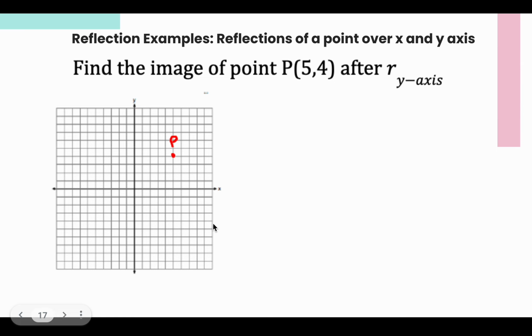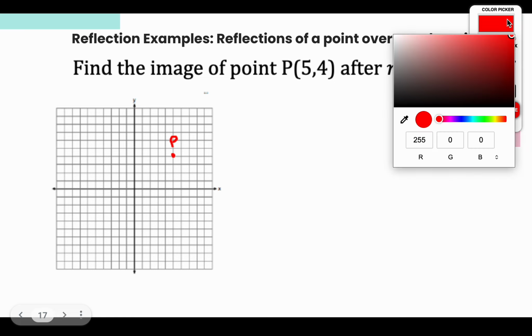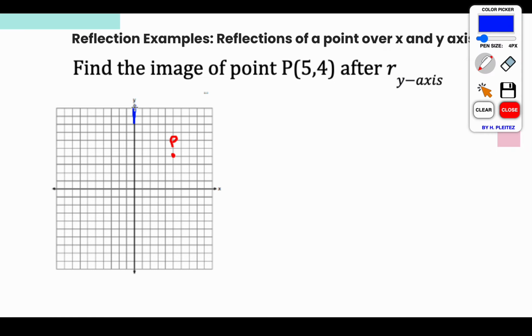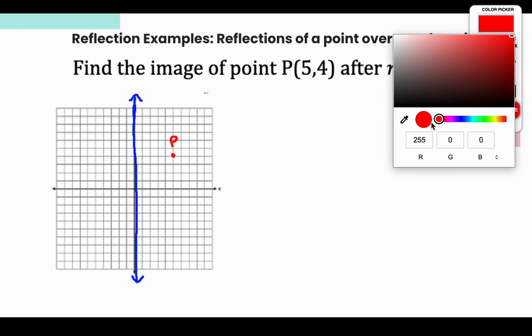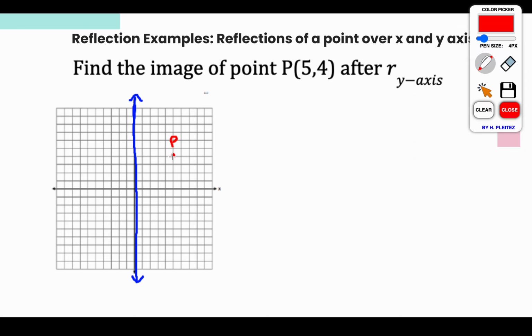Now, let's do the same point, but now we're going to reflect over the y-axis. So now our line of reflection, when we highlight it, is going to be this vertical line right here. So graphically, we can create our mirror image just by counting the distance. From P to our line of reflection, we are 1, 2, 3, 4, 5 units. So we also want to be 5 units on the other side. 1, 2, 3, 4, 5. Now here's P prime. So we go from P, 5, 4, to P prime, and that actually gives us -5, 4.